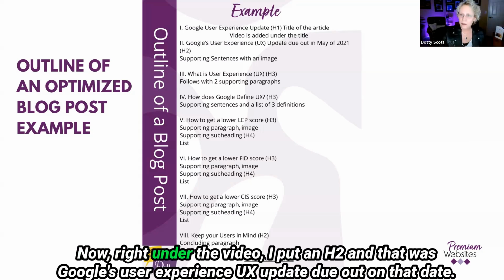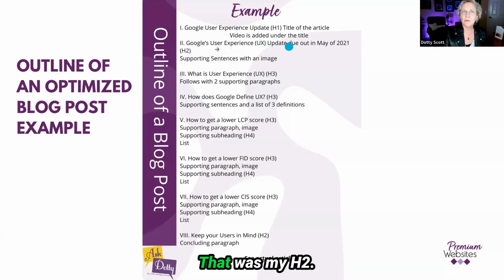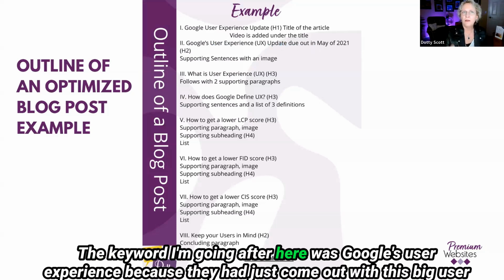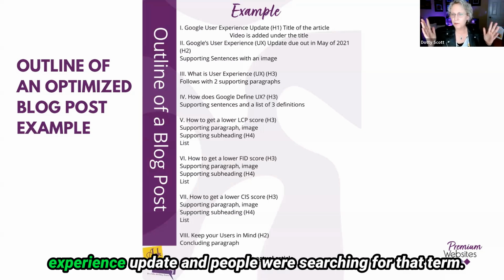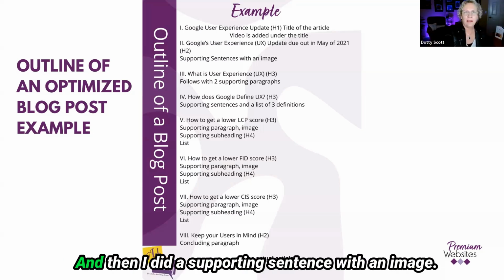Now, right under the video, I put an H2, and that was Google's user experience UX update due out on that date. That was my H2. The keyword I'm going after here was Google's user experience because they had just come out with this big user experience update and people were searching for that term. Okay, and then I did a supporting sentence with an image.